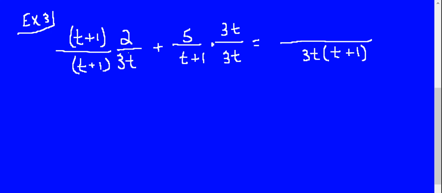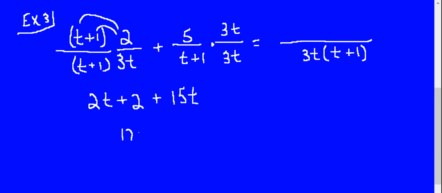And let's see what I've got for my numerator. I'm going to distribute the 2 to the binomial here to give me 2t plus 2, plus, what's this going to be, 15t? 5 times 3t is 15t. Combining my like terms, I end up with 17t plus 2. And I can't factor out anything from that, so it looks like I'm just left with it.